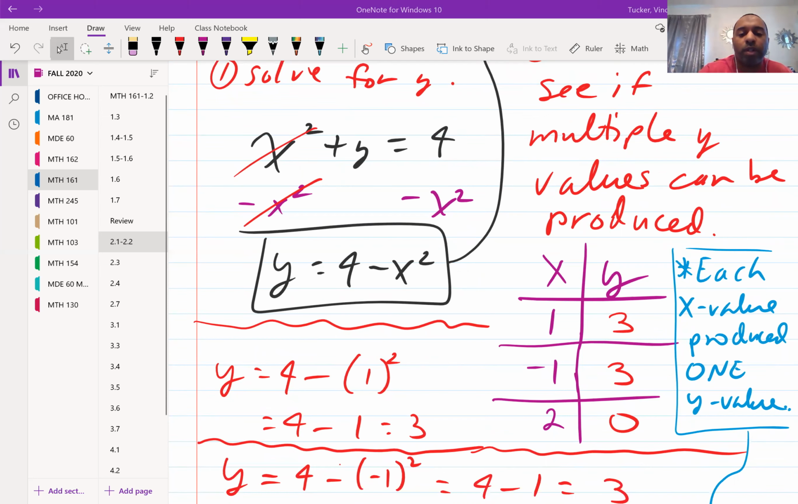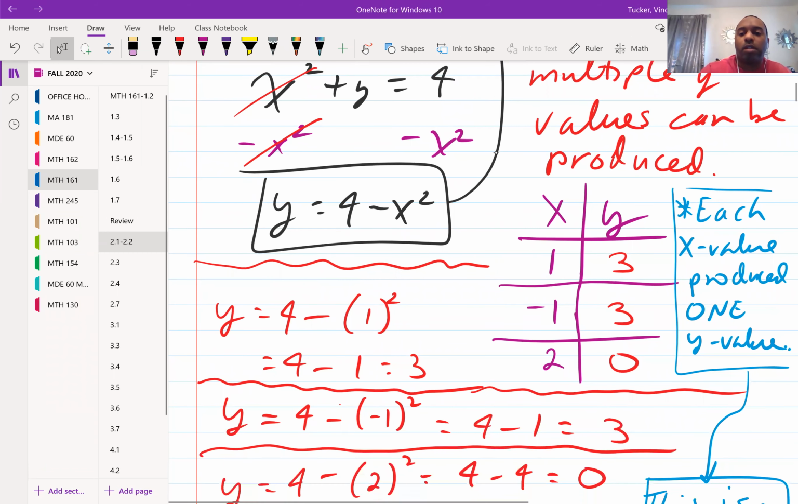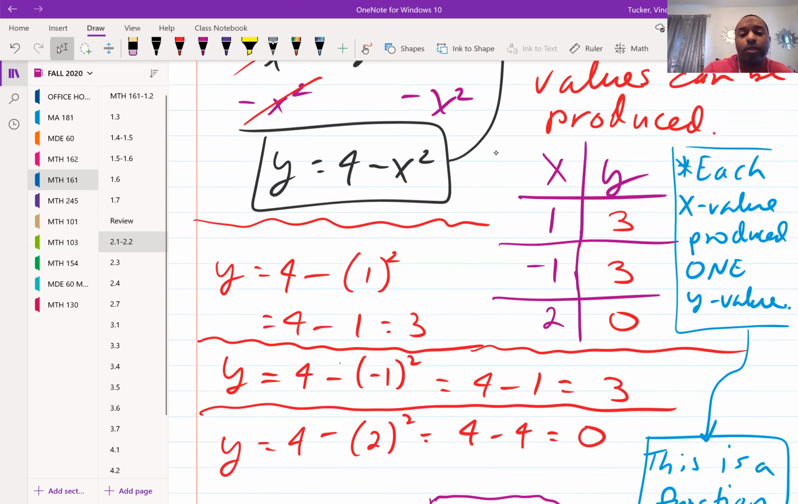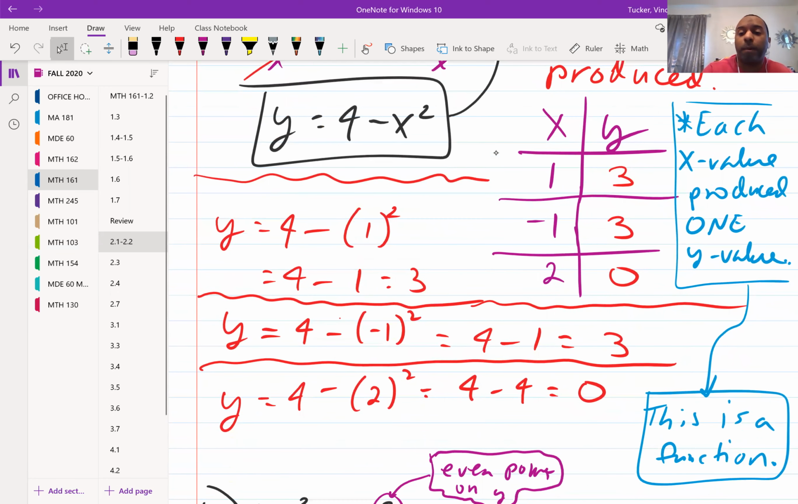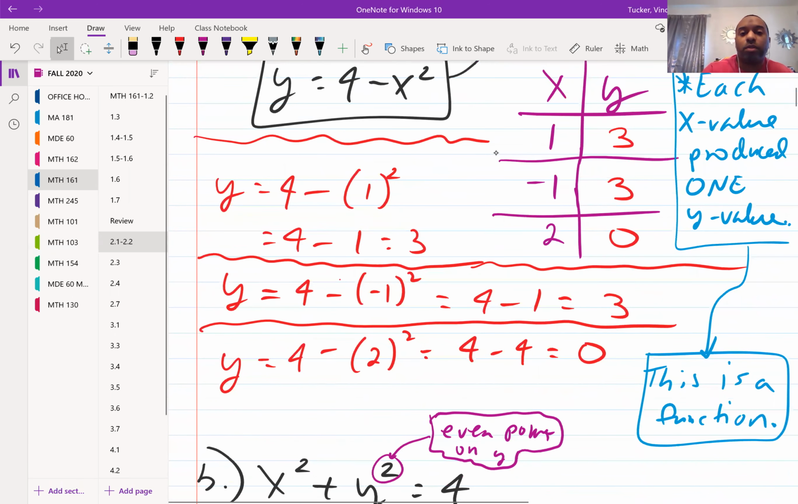Somebody asked where did I get 1, -1, and 2. I chose that. So you can choose any values. Remember, whenever you're trying to test your equations, you can choose whatever values you want. It's always good to choose a value and then the negative of that value to see if they create anything different. That's why I chose 1 and -1. I just chose 2 as another point. All right, is everybody good with this first one before we go to the next one?